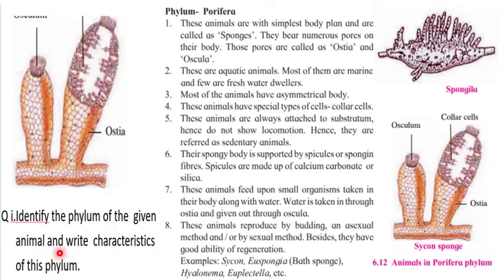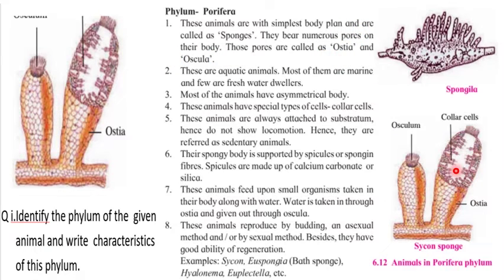Identify the phylum of the given animal and write the characteristics of the phylum. From the diagram you can see it is about the Scypha sponge, and it is from the phylum Porifera. As the name suggests, Porifera animals have pores on their body. These animals have the simplest body plan and are called sponges. They bear numerous pores on their body.